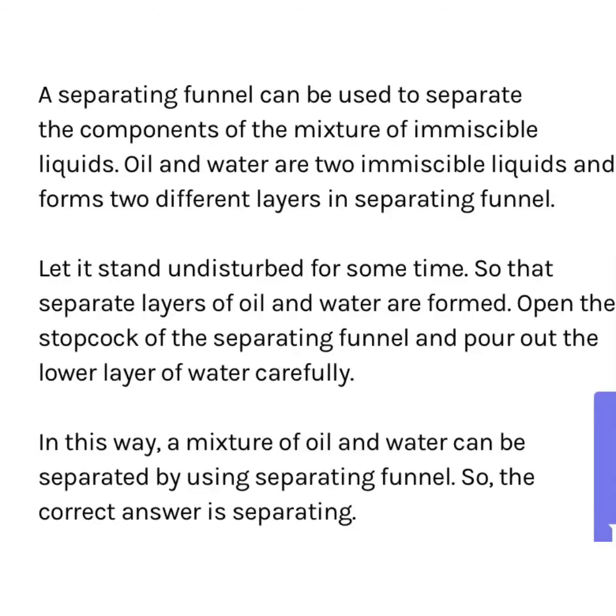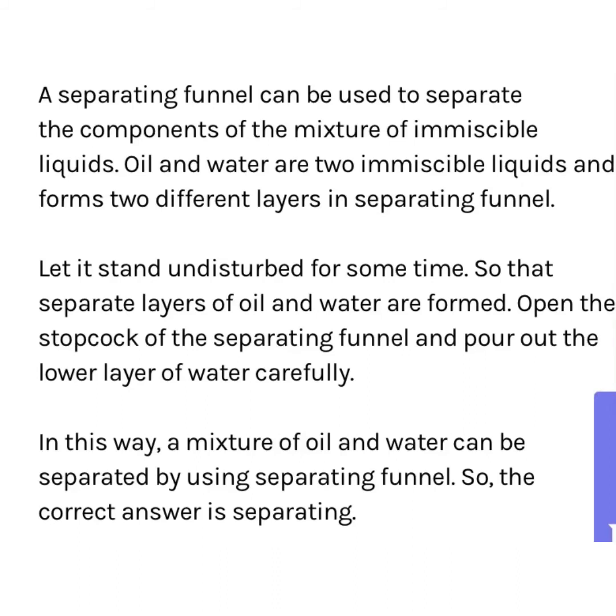A separating funnel can be used to separate the components of the mixture of immiscible liquids. Oil and water are two immiscible liquids and form two different layers in a separating funnel. So with the help of a separating funnel, we can separate oil and water from a mixture of oil and water. Let it stand undisturbed for some time so that the separate layers of oil and water are formed. Open the stopcock of the separating funnel and pour out the lower layer of water carefully.